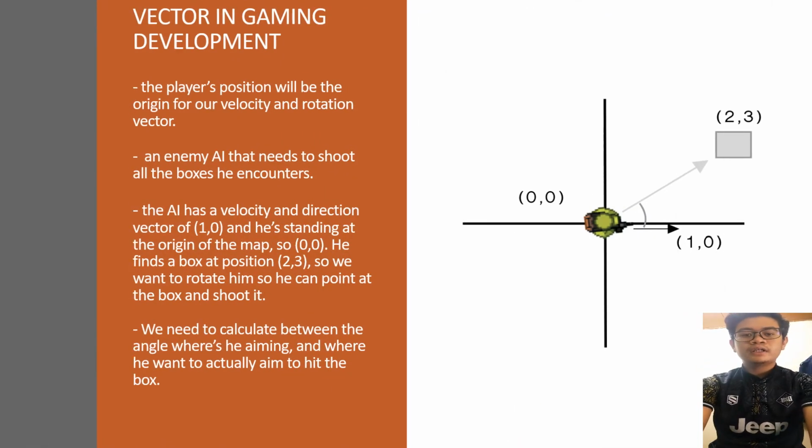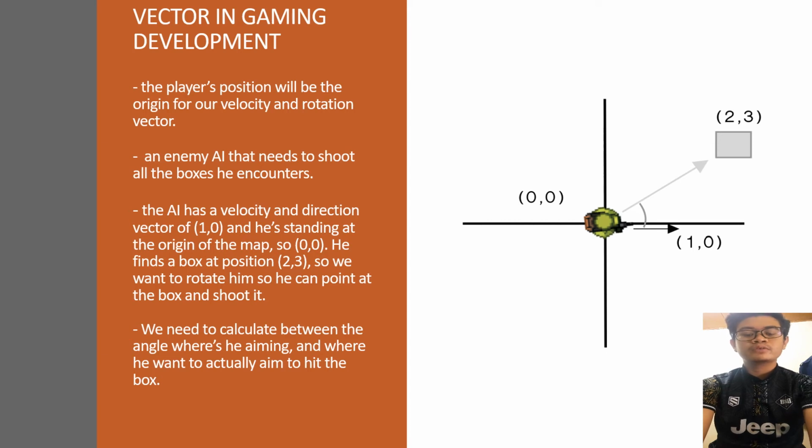Vector in gaming development. Vector in gaming shows the player position, which will be the origin for our velocity and rotation vector. As we can see in the diagram, there is an enemy AI that needs to shoot all the boxes he encounters. The AI has a velocity and direction vector of (1, 0) and is standing at the origin of the map, (0, 0).